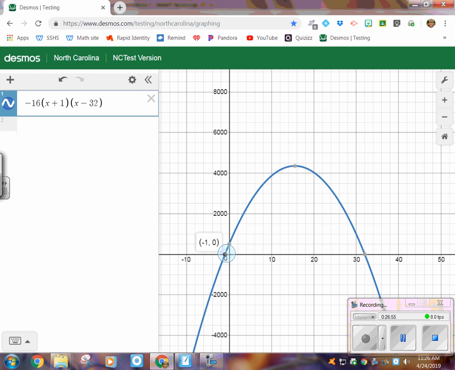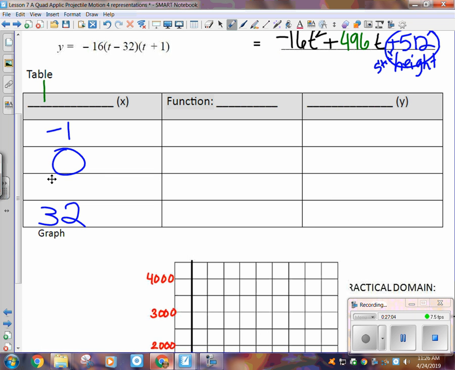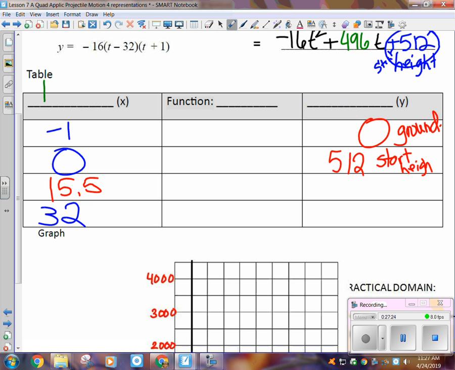So we clicked on these important points and we figured out that we actually have 4 points that are important, and the highest point always needs to be included in our list, and that turned out to be 15.5. So at negative 1, we're on the ground, that's 0. Now remember, 0 means on the what? On the ground. At 0, we were what? 512. Was that our start height? Okay. 15.5, how high were we? That's a big number. I don't remember what it was. 4,356. Would that be our max height?